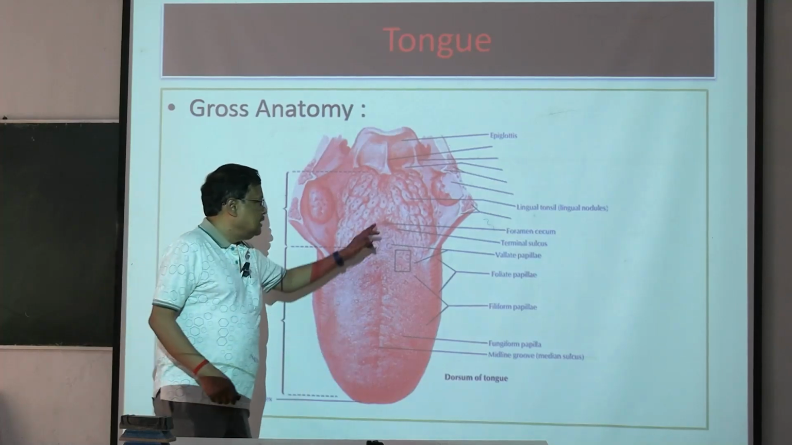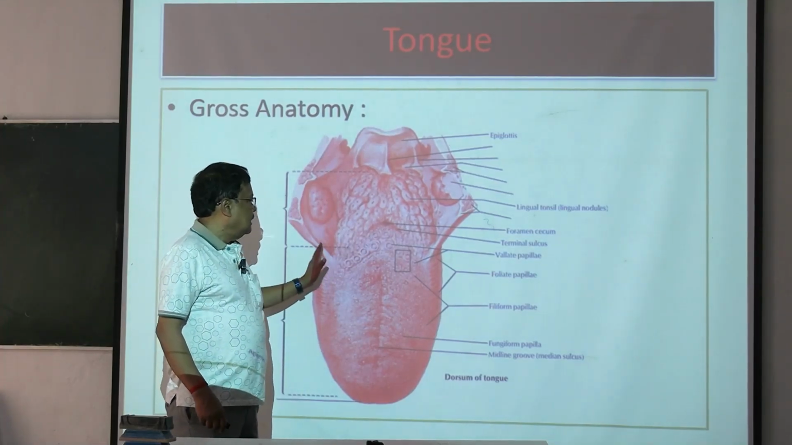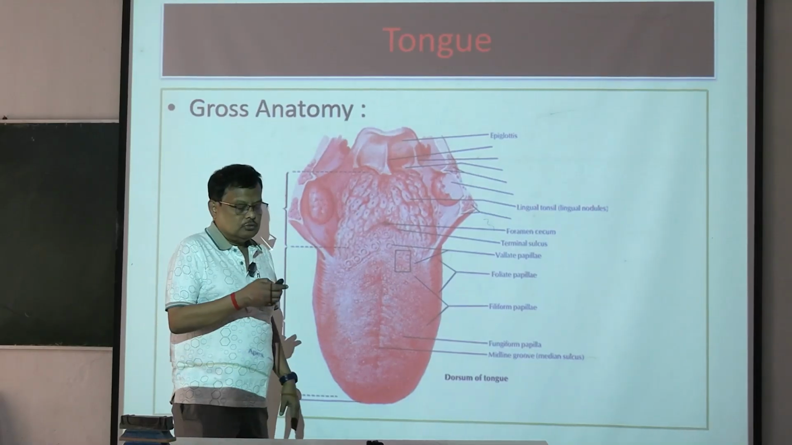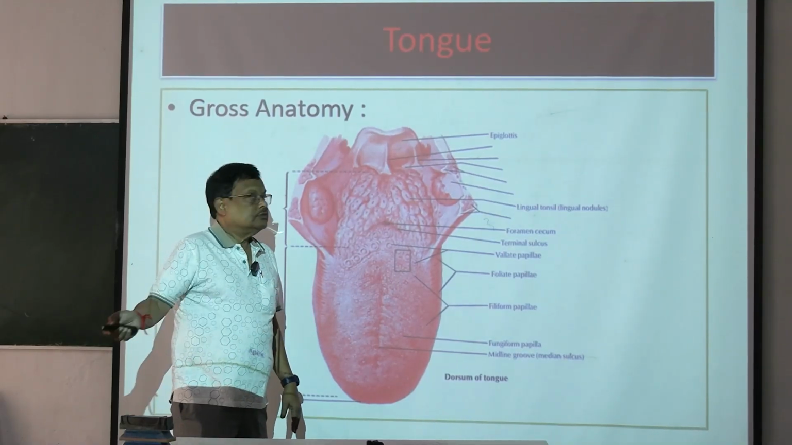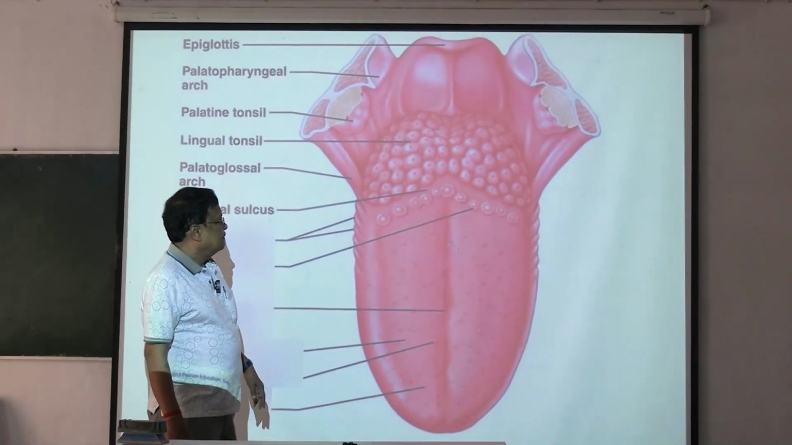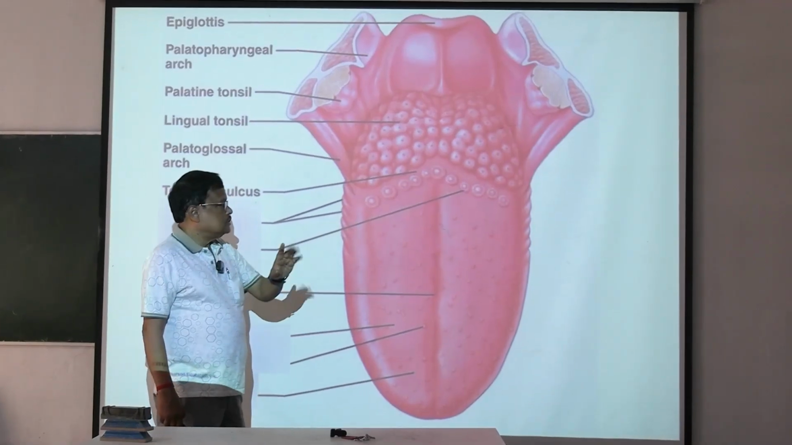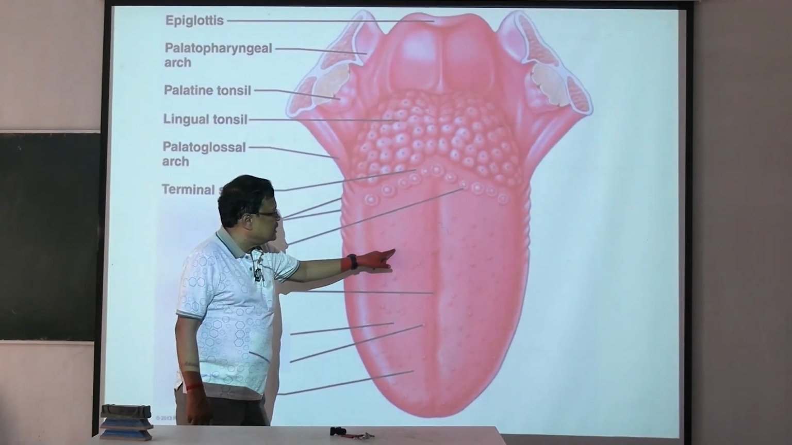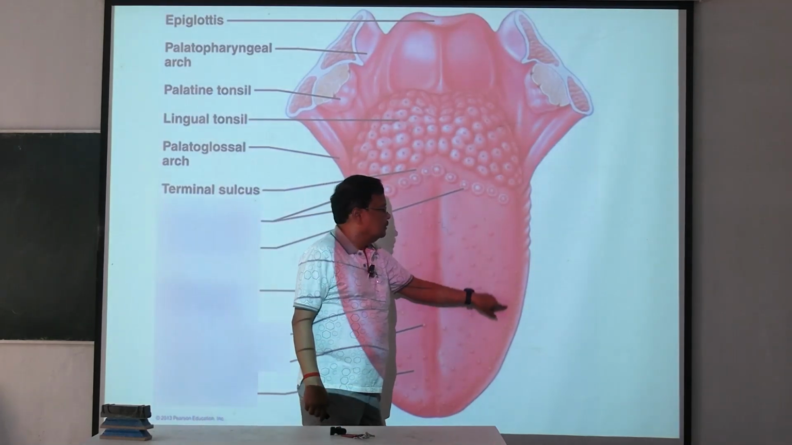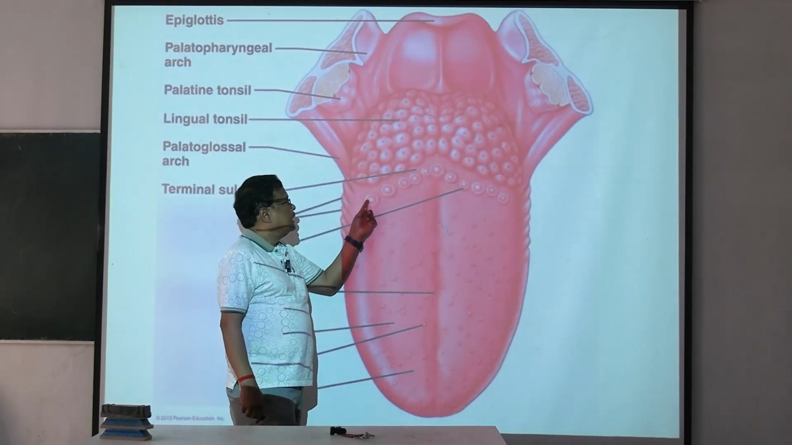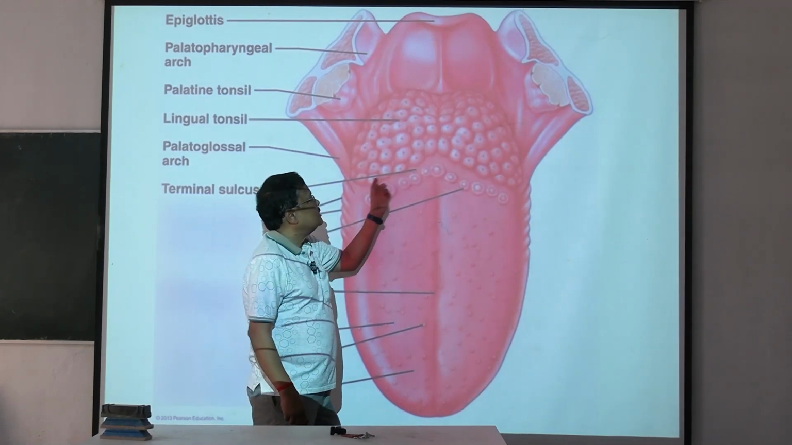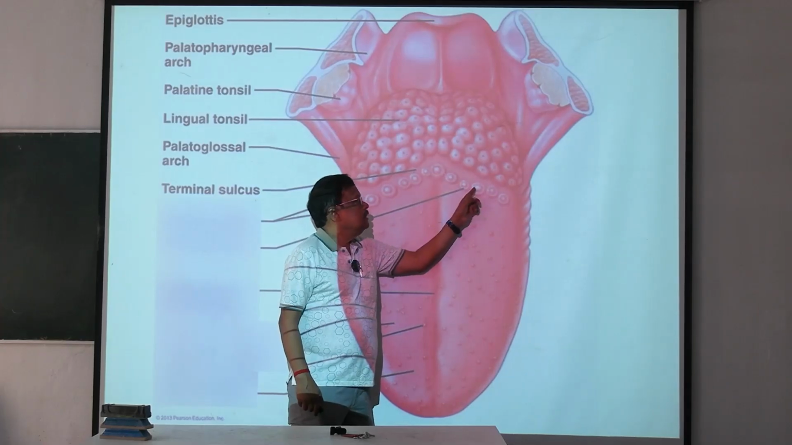So it has got a tip, base, lateral border, posterior 1/3 and anterior 2/3 of the tongue. If you look carefully, there will be very tiny, small elevations there, and also a button-like elevation just anterior to and parallel to the sulcus terminalis.